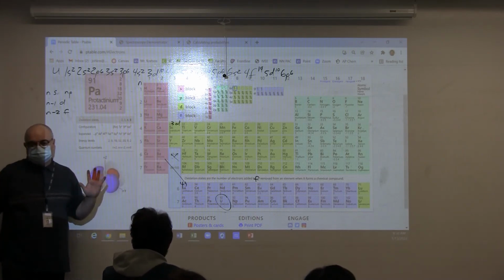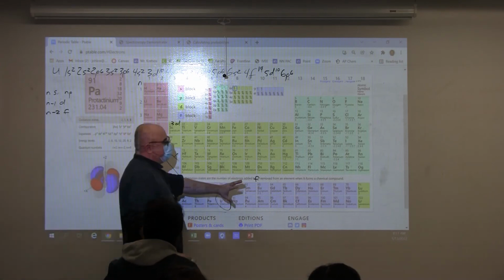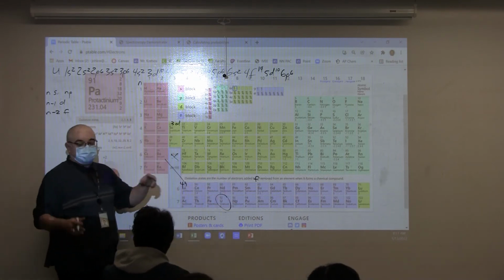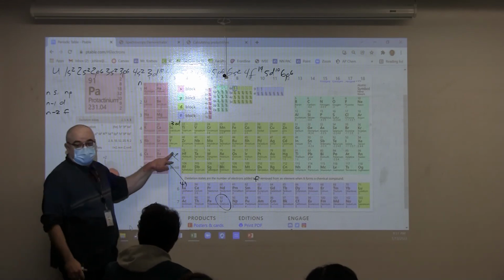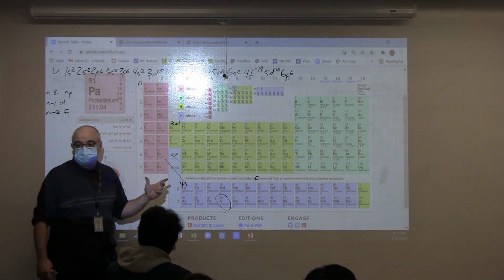Don't worry about it. Wait, so do you count it with the 14 in the bottom? You count 14 in the bottom always. Some tables show those 2 as if there's 15, but they really belong in this slot. It's just showing you fill the F's before the D.